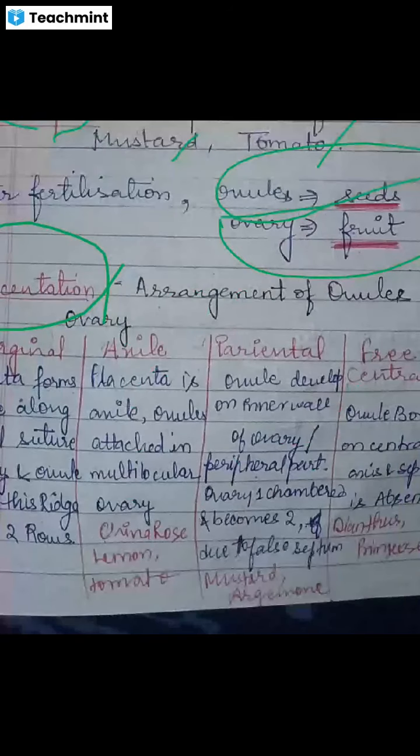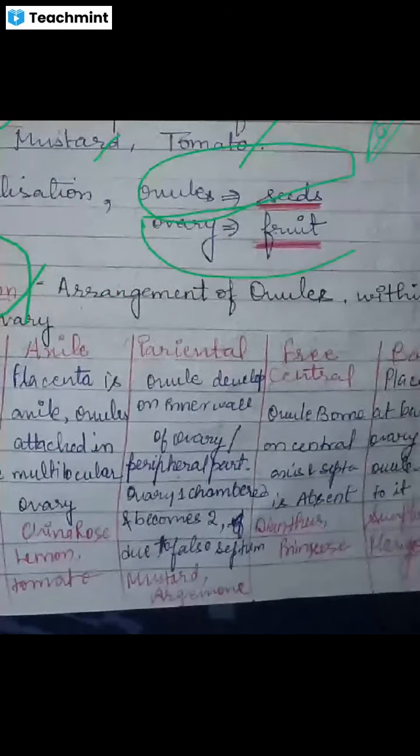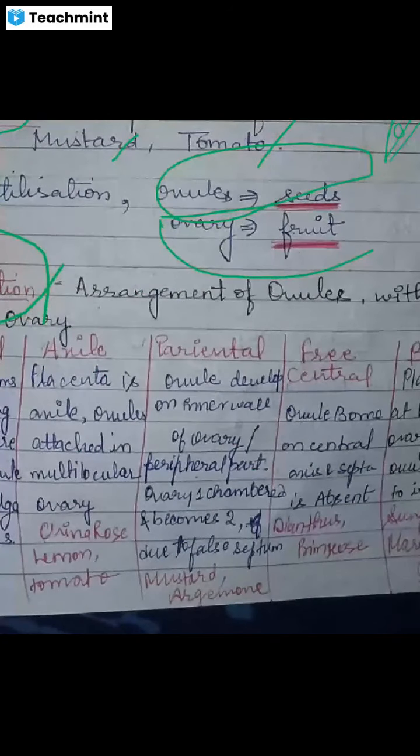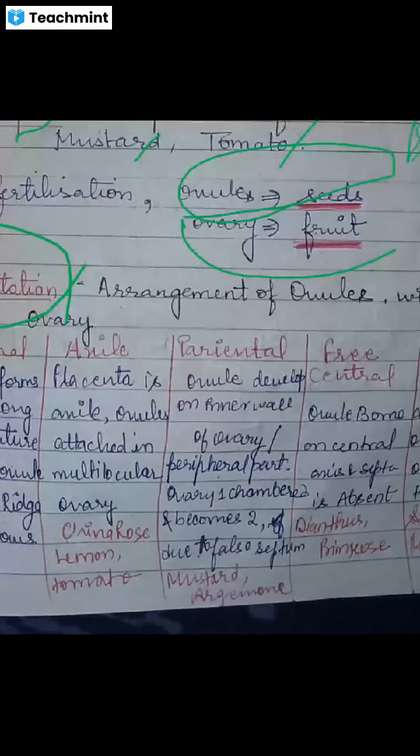Then axial. In axial, the placenta is axial and ovules are attached in a multilocular ovary. Example, China rose, lemon and tomato. No worries. Diagrams मैंने बनाए हैं. I'm showing you. पहले theory देख लो. Theory देखने के बाद I'll show you the diagram also. Here placenta is present in the axis and ovules are attached in a multilocular manner. Multilocular means in this manner.